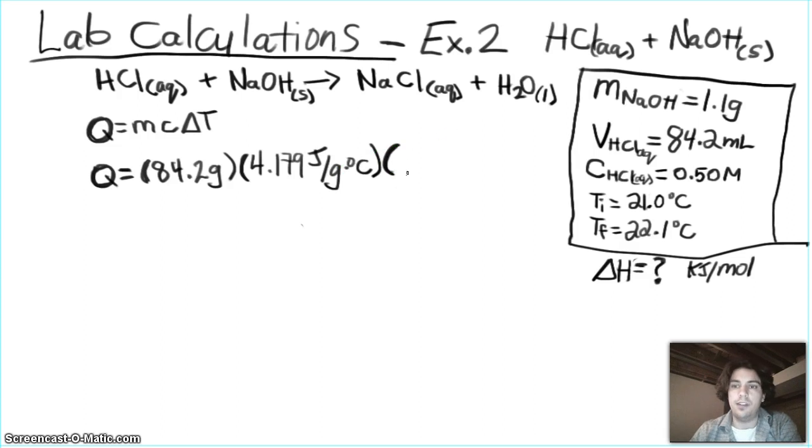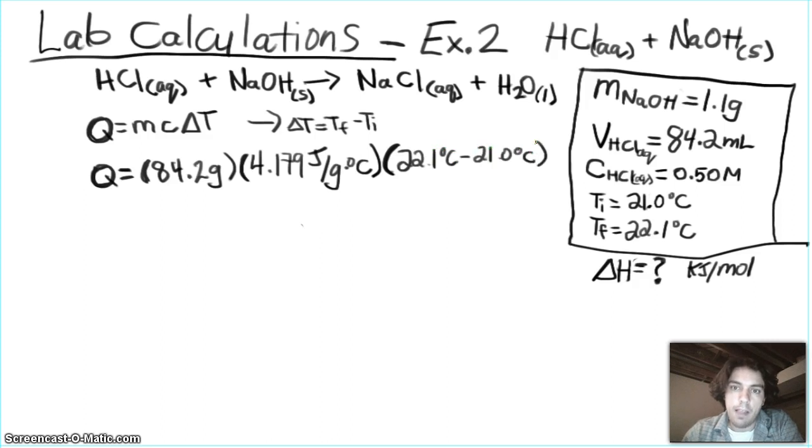Delta T is, of course, the temperature change. In this case, it's the temperature final minus the temperature initial. So you could say that delta T is equal to the temperature final minus the temperature initial. In this case, it's equal to 22.1 degrees Celsius minus 21.0 degrees Celsius.